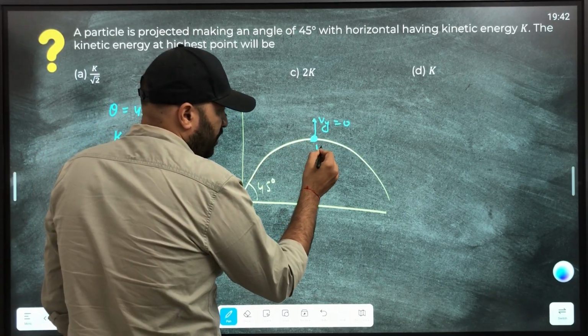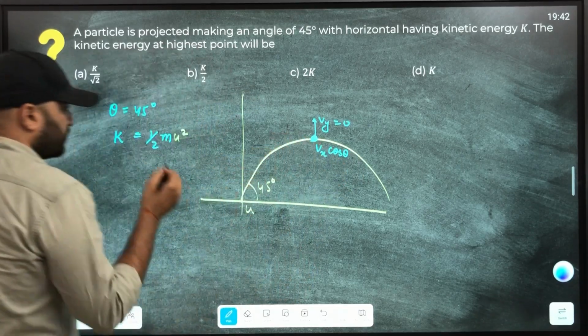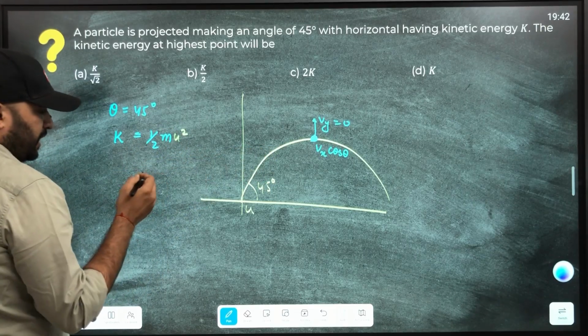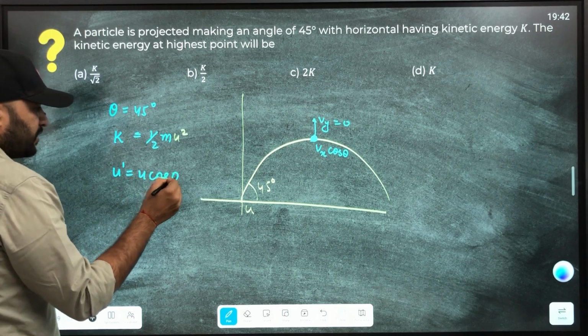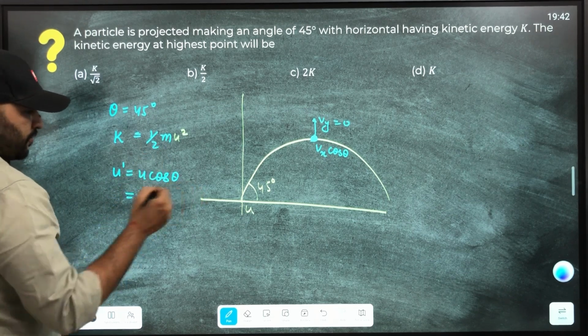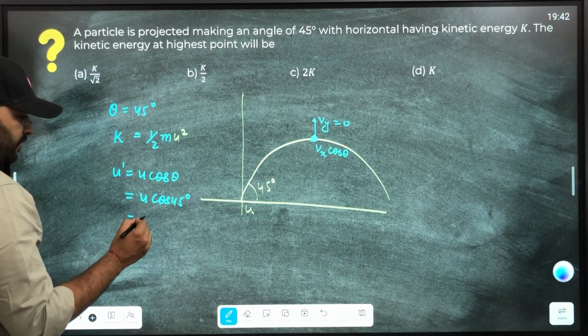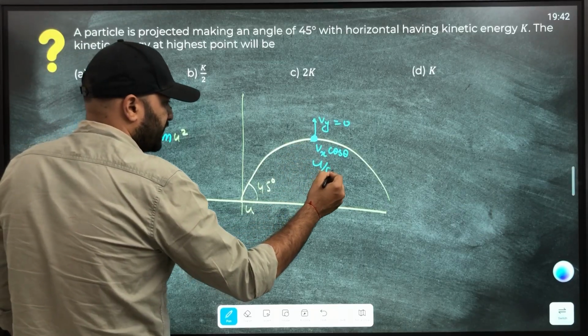But here we have a horizontal velocity, vx. Clear? So what is vx? Vx is the velocity along the x-axis, initial, which is u cos theta. So u dash will be equal to u cos theta. And what is our u? Our u is same, cos 45. And what is cos 45? 1 by root 2. So u by root 2 is the velocity over here at the highest point, right?